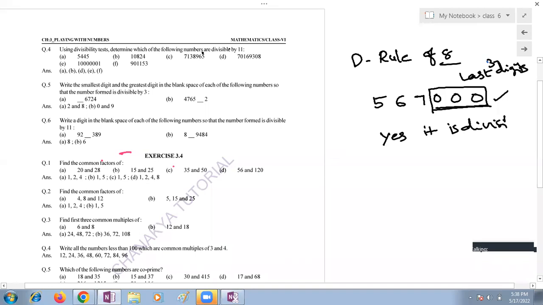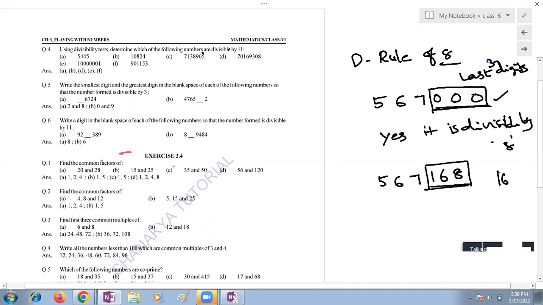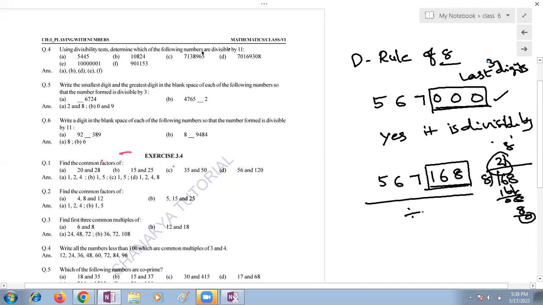Divisible by 8. And not only this condition, we have 5, 6, 7, and 16 and 8. If you see 168, the last 3 digits are 168. You take this number 168 and check with the 8 table. 8 2s are 16. Yes or no? 8 2s are 16, 0 remainder. 8 1s are 8. Yes, it is divisible by 8. So we can say that the complete number is also divisible by 8.